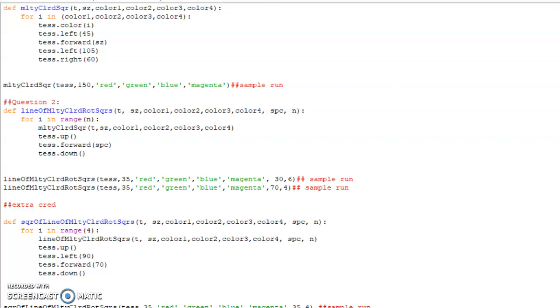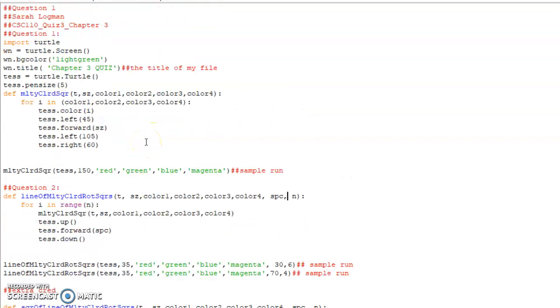So first I start off with defining my function, and for this problem it was the definition of line of multicolored squares, and in order to solve this problem we use turtles. So I have t, and then size of colors 1, 2, 3, and 4 in a space, and then I created a for loop range of multicolored squares, turtles, size, and then colors 1, 2, 3, and 4, which is a helper that I got from the above problem.